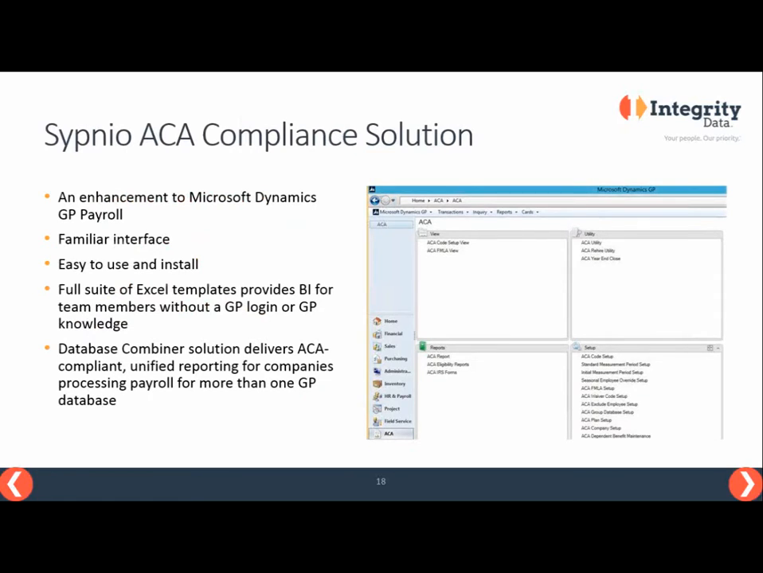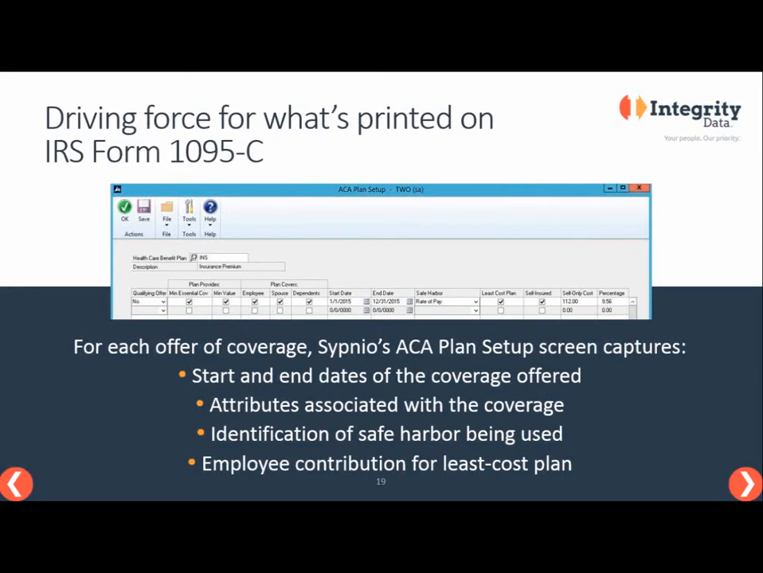We look a lot like Great Plains. We're part of the Great Plains system. You're going to see the installation is relatively simple, and I'm going to go through that here in a minute. And I'm going to also show you the Excel templates that we have.